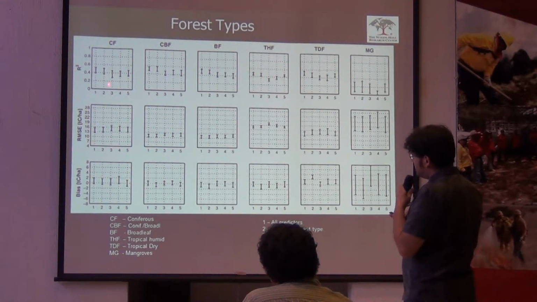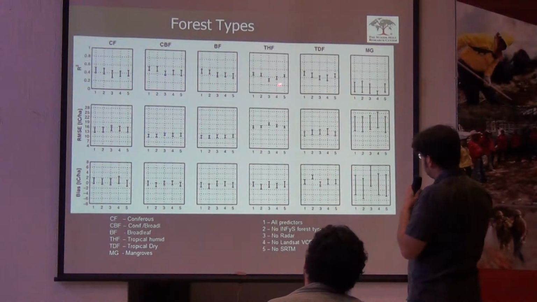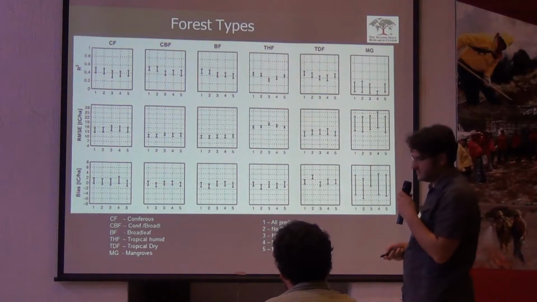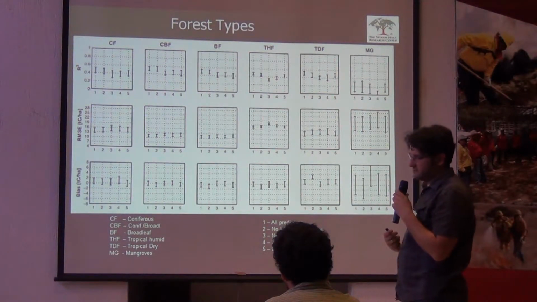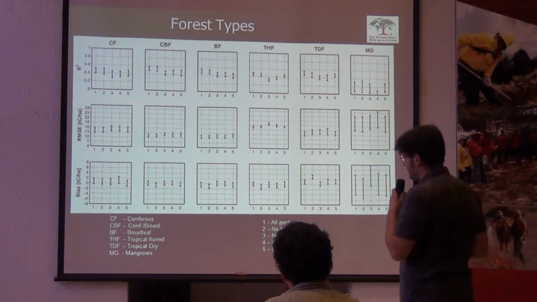What we also see is that between cases 1 and 2, there's hardly a difference. So the forest type information hardly contributed to the biomass retrieval, which is why in the end we didn't use it to map. So we didn't use existing land use maps to produce the biomass map.